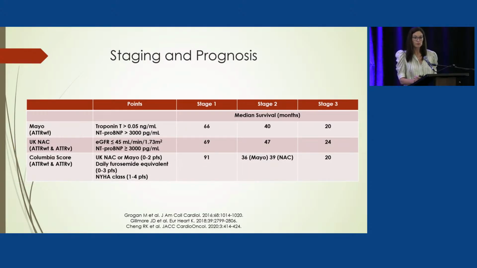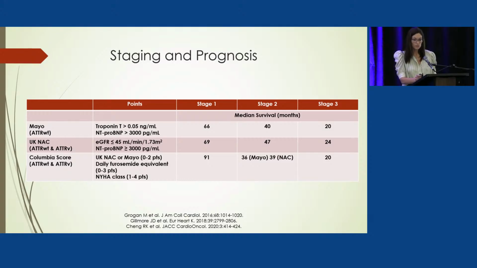Finally, just to briefly touch on the staging and prognostic tools, which you may have seen in the literature. The Mayo and UK National Amyloidosis Centre were the first two which were published. As you can see here, the Mayo utilizes troponin T and NT-proBNP, and the UK National Amyloidosis Centre uses eGFR and NT-proBNP, and they provide you with stage 1, 2, or 3, depending on the thresholds for the biomarkers, and give you an approximate median survival for prognostication.